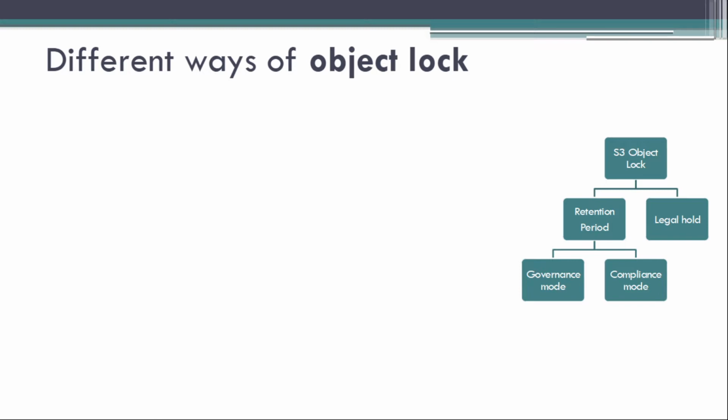Now we will see what are the different ways of object lock. There are mainly two ways for S3 Object Lock. First is the retention period and second is the legal hold. You can see this in the image. In the retention period there are again two ways. You can choose either governance mode or compliance mode. So you have these multiple options. Mainly there are two, retention period and legal hold, and the retention period again has two types of modes, governance and compliance mode. We will see all of them one by one.